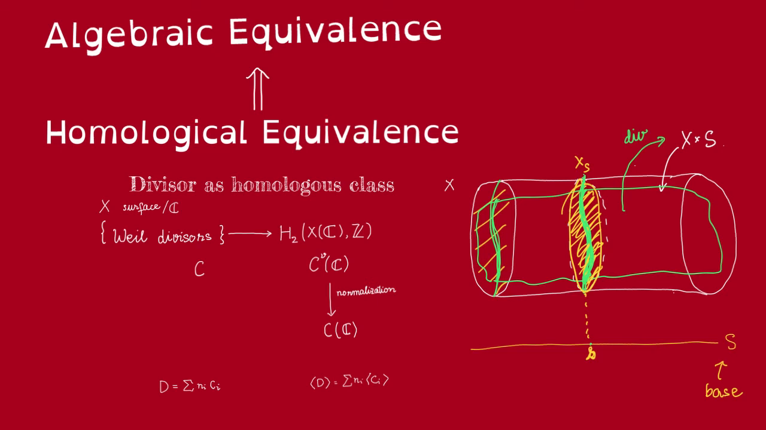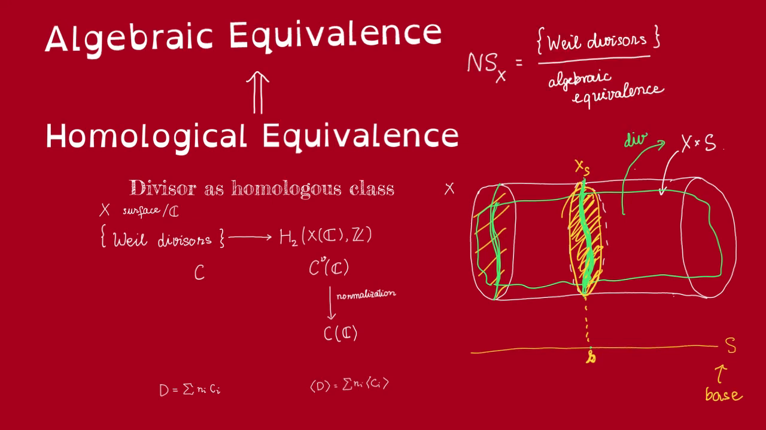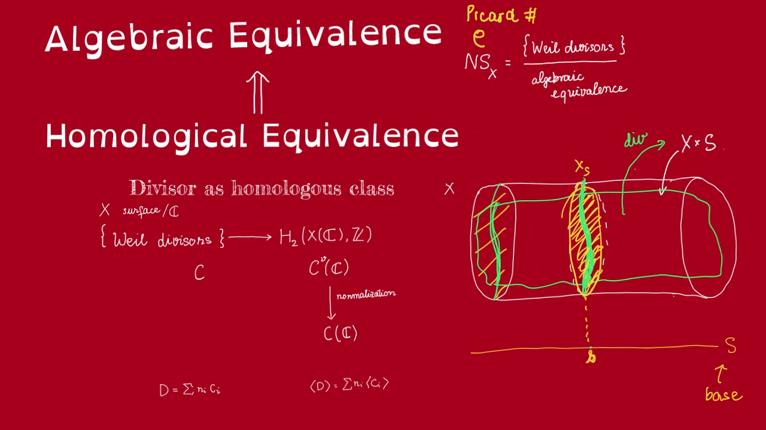It turns out that when X is a surface over the complex numbers, then these two notions are equivalent. So that means this algebraic equivalence is actually a true generalization of this homological equivalence. It's not just an analogy. Now that we have a notion of equivalence, we have to do the next proper thing, which is to form a group. So we define the Néron-Severi group to be the group of Weil divisors modulo algebraic equivalence. It turns out that this group is finitely generated, and its rank is called the Picard number.